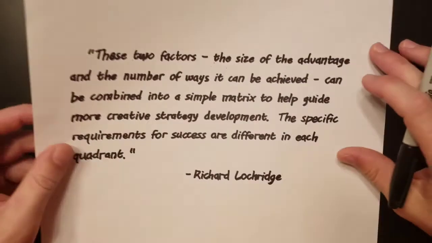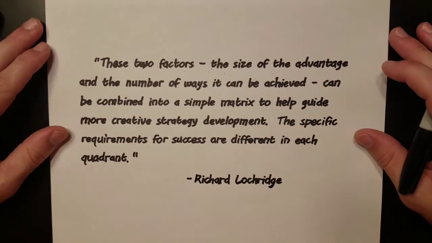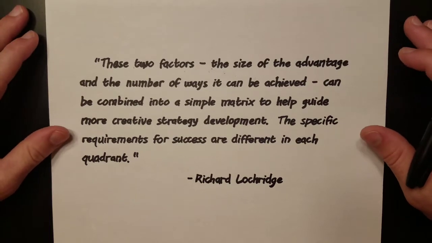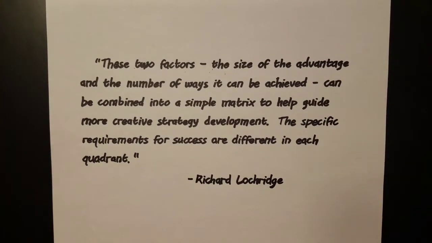Similar to the growth share matrix, the Boston Group also created another matrix to illustrate the environment that a business might operate within. Richard Lockridge published a perspective outlining the key features. These 2 factors, the size and the advantage of the number of ways it can be achieved, can be combined into a simple matrix to help guide more creative strategy development. The specific requirements for success are different in each quadrant.